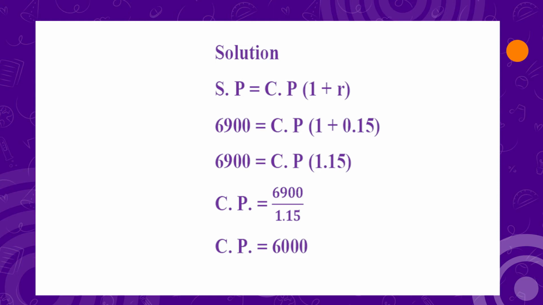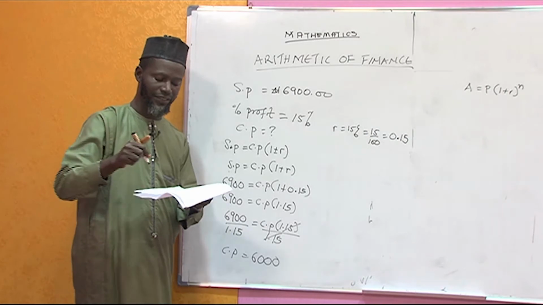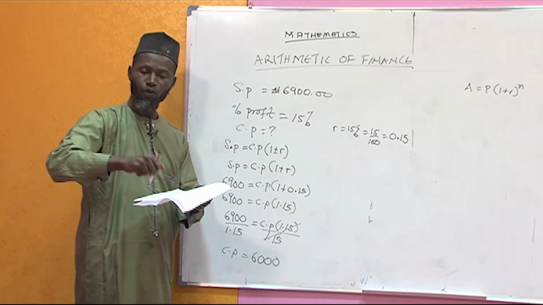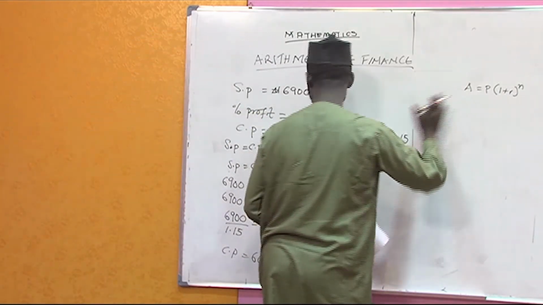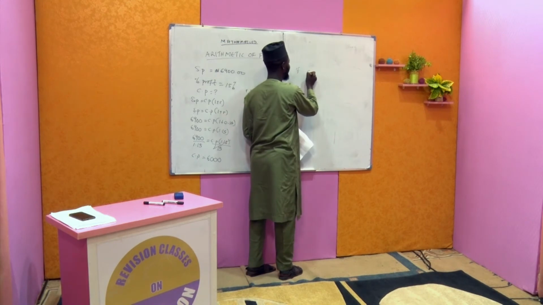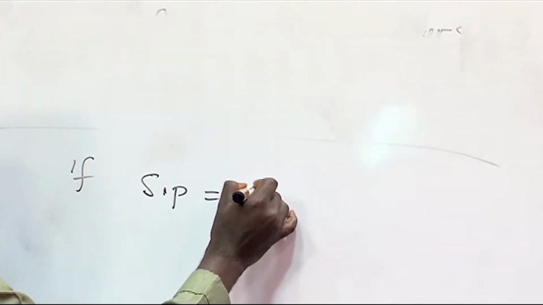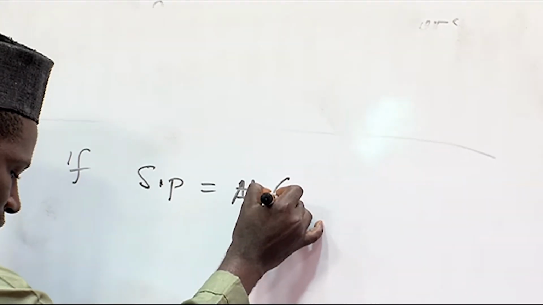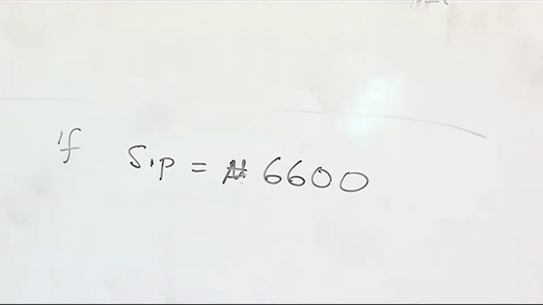So this is not our final answer, because the question asks us to calculate his percentage profit if he has sold it for 6,600. Now, having known our cost price, the selling price would be 6,600. Now let's also go back to the formula.